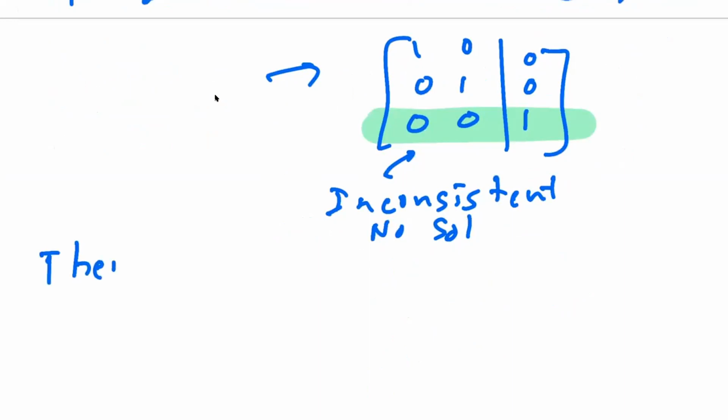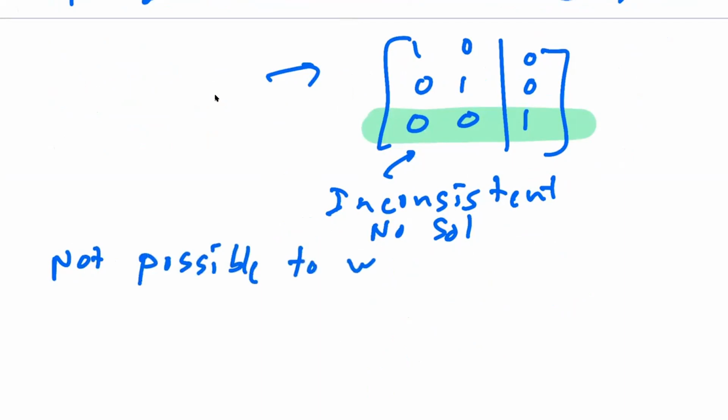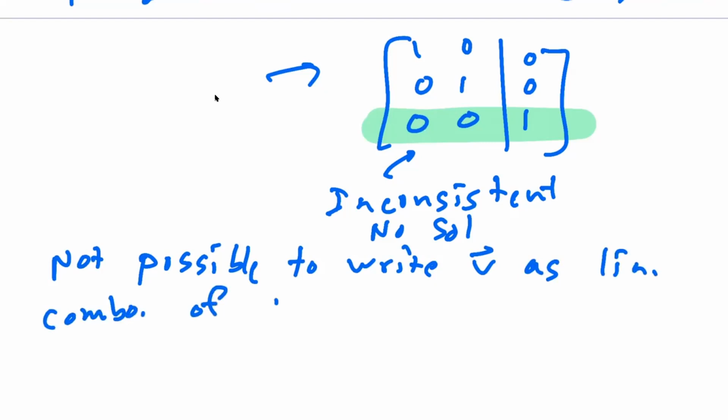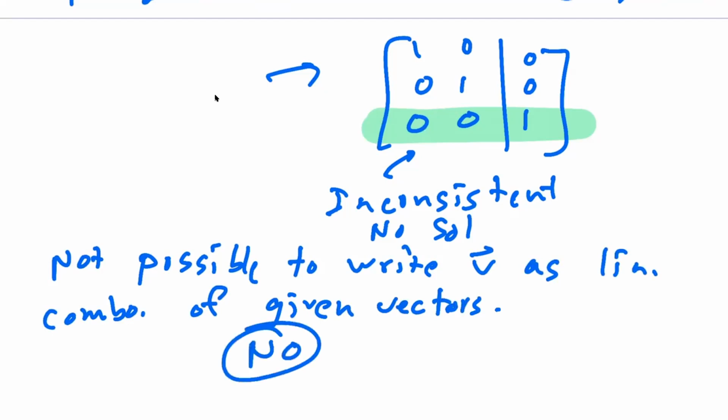it's not possible to write our vector as a linear combination of the given vectors. So my answer is no. Becca, does that make sense? Yes, it does. Cool. Any other questions about this one?